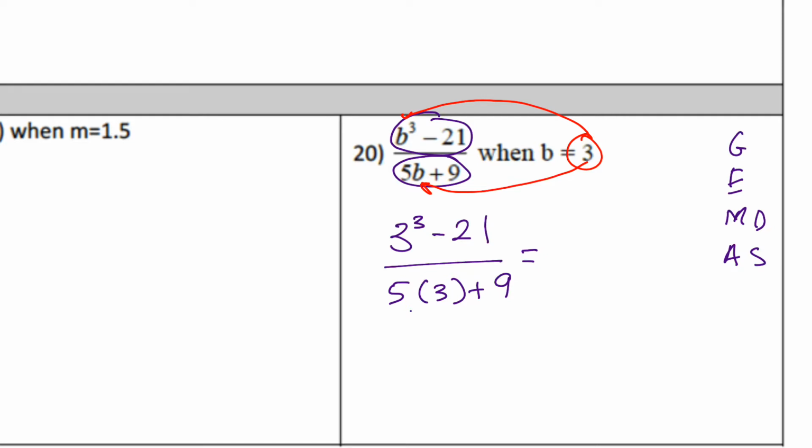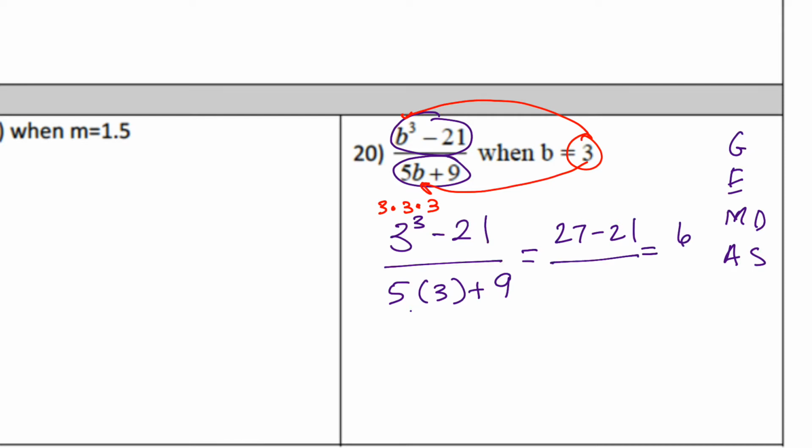So again, grouping symbols are any exponents. I do have exponents. I got this 3 right here. So 3 to the third power. It's not 9. And remember, 3 to the third power means 3 times 3 times 3. 3 times 3 times 3, though, that's 27. So that'd be 27 minus 21. Okay. And 27 minus 21, that's going to give us 6.